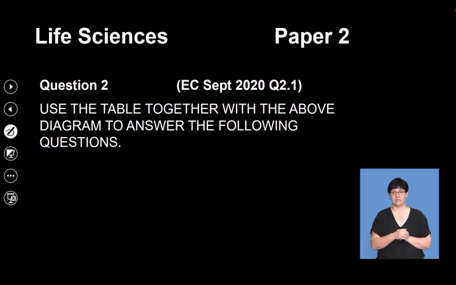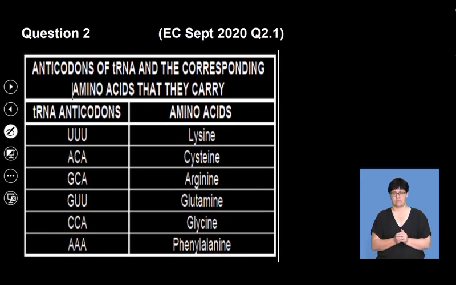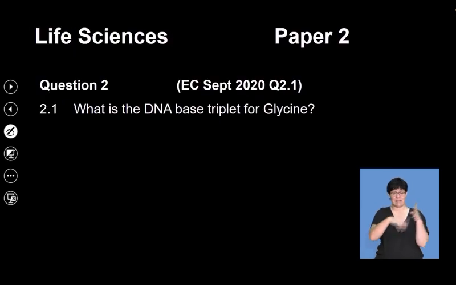Okay, so we're going to move on to the next question. Here we've got information about the anticodons for tRNA and the corresponding amino acids that are coded for by these anticodons. What's important to note is that anticodons are found in tRNA, and this table represents the corresponding amino acids for specific anticodons. So using this table, let's move on to the next question.